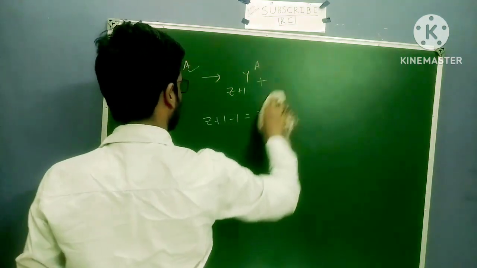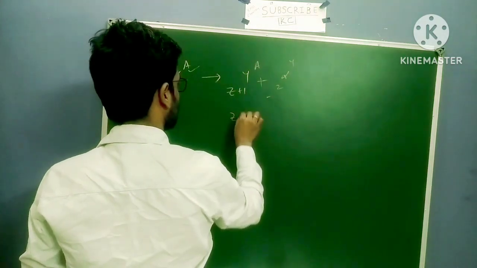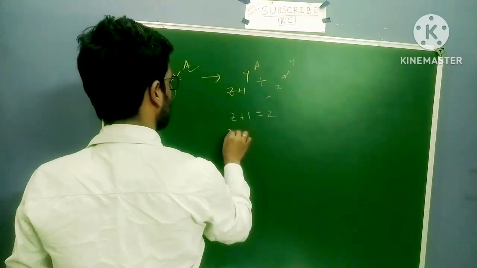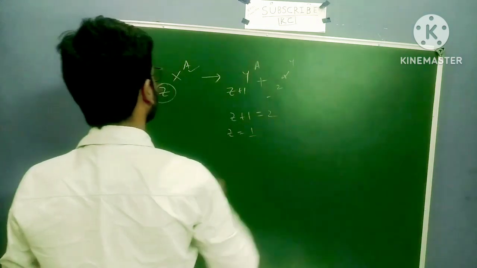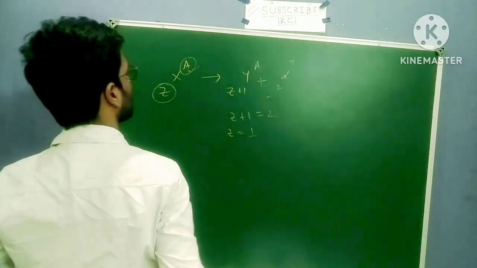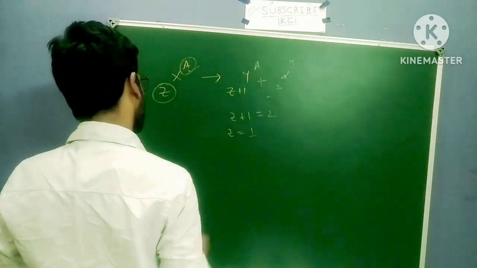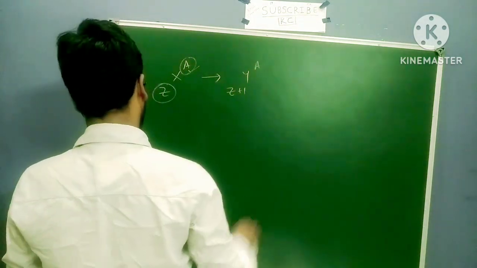Suppose you take alpha here in place of beta, alpha 2 4. Then Z plus 1 equals 2, so Z equals 2 minus 1, that is 1, right? Here A plus 4, but here it is A. So both are not equal, so the answer should be beta particle.